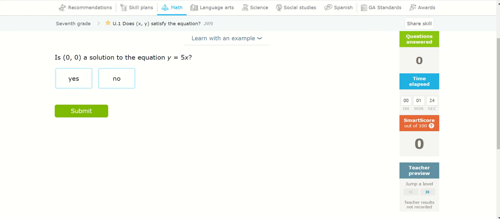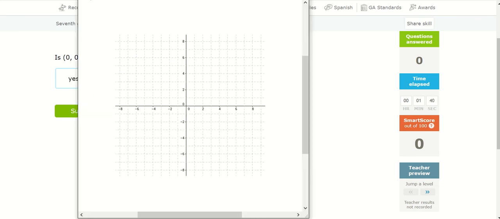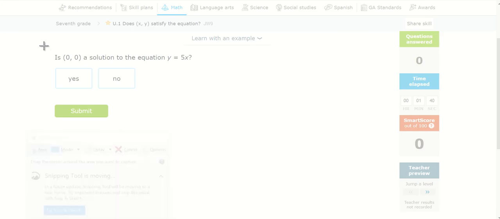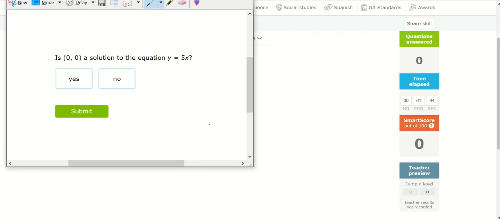Let's take a look at U.1. Does x, y satisfy the equation? So we're looking at ordered pairs. For example, in this first problem, is 0, 0 a solution to this equation, y equals 5x? So let me show you how you should think about this.